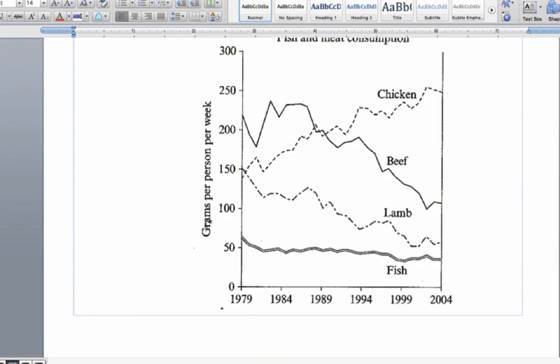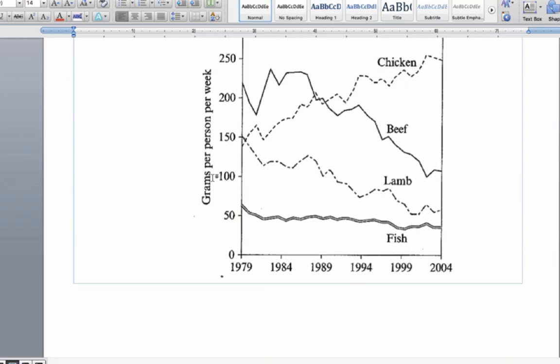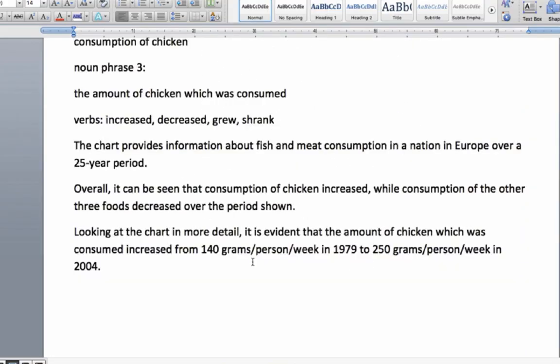Don't just put grams, that means it's wrong. Some examiners are very strict about that. But if you're clever, you can put in brackets here GDD, and then from then on you can use that, like that. So then you don't have to write it every time. Great. And there's our first sentence.